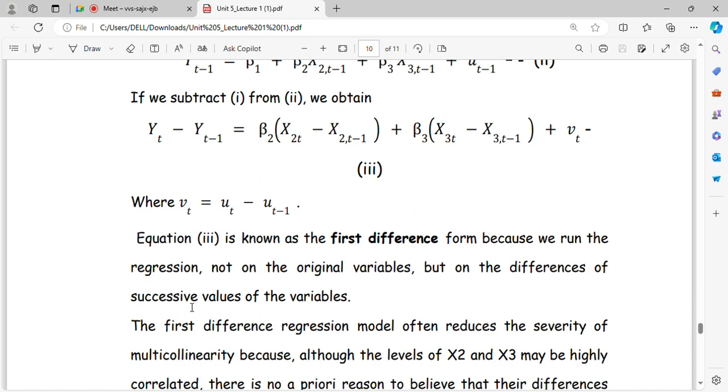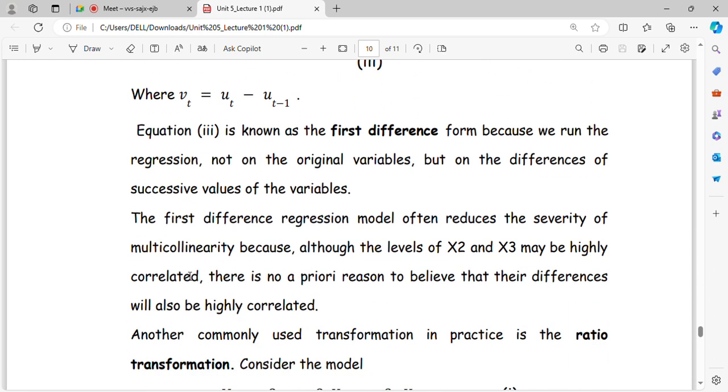So the first difference regression model often reduces the severity of multicollinearity because although the levels of x2 and x3 may be highly correlated, there is no a priori reason to believe that their differences will also be highly correlated. Okay? This means it reduces the severity because although x2 and x3 may be highly correlated, there is a priori reason to believe that their differences may not be highly correlated.